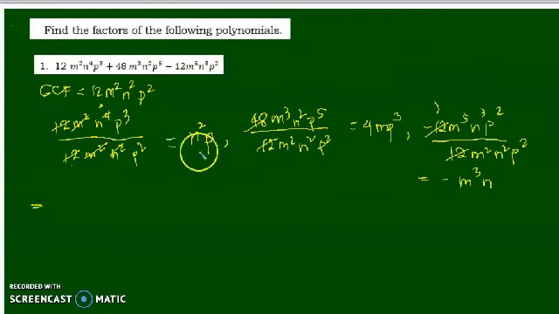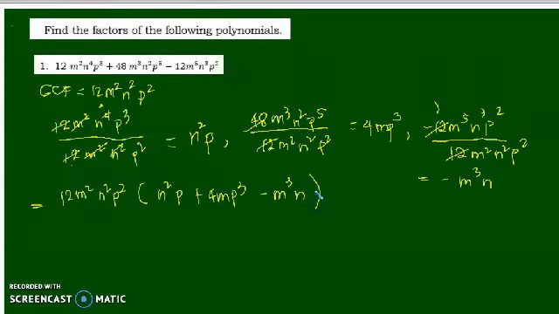And then express the GCF and the quotients here as the product. So we have 12m squared n squared p squared times the quantity of n squared p plus 4m p cubed minus m cubed n. Now, to check if the factors are correct, get the product of these factors.